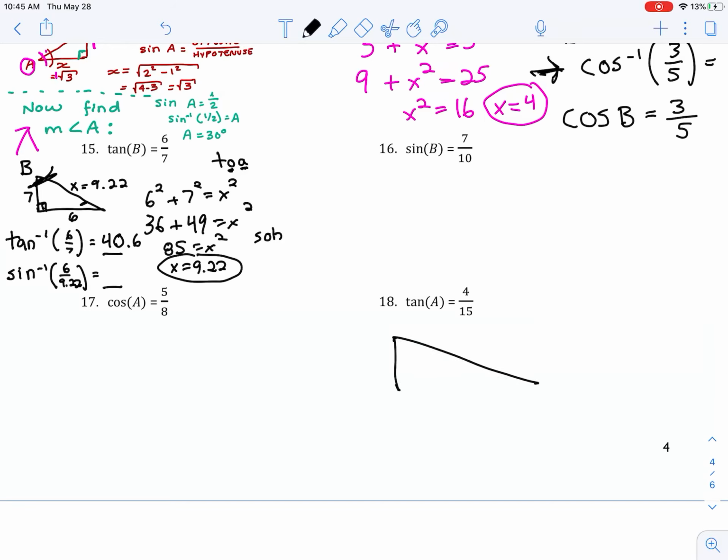Again, the key is putting the angle in there and then deciding, okay, opposite over adjacent because it's tangent, and then solving for this and this and this.